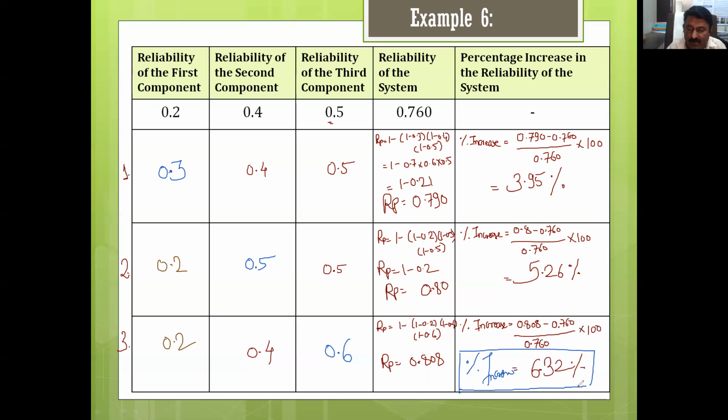So if you highlight where you are getting this higher percentage, the reliability of the system is observed to increase the most when the rise is made in the highest component, the third component, meaning the component having highest reliability. When the rise is made in such a component, then the percentage increase in the reliability of the system is maximum. Okay, take 2 minutes and then we will proceed further.